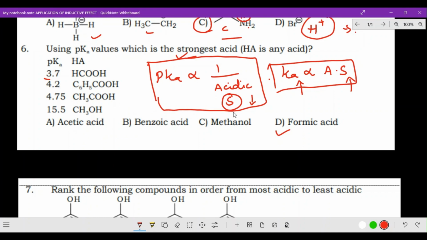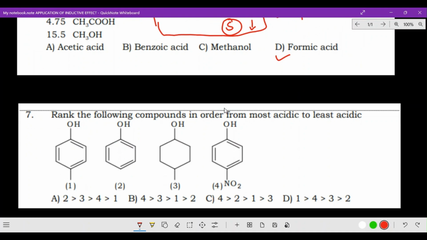You can say this point also: as pKa increases, acidic strength decreases. Yes, got it. Next one.